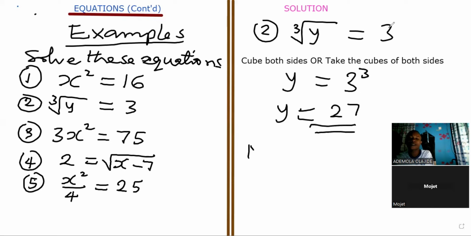Note that 3 cube implies 3 multiplying itself 3 times, which is 3 times 3 is 9. 9 times 3 is 27.